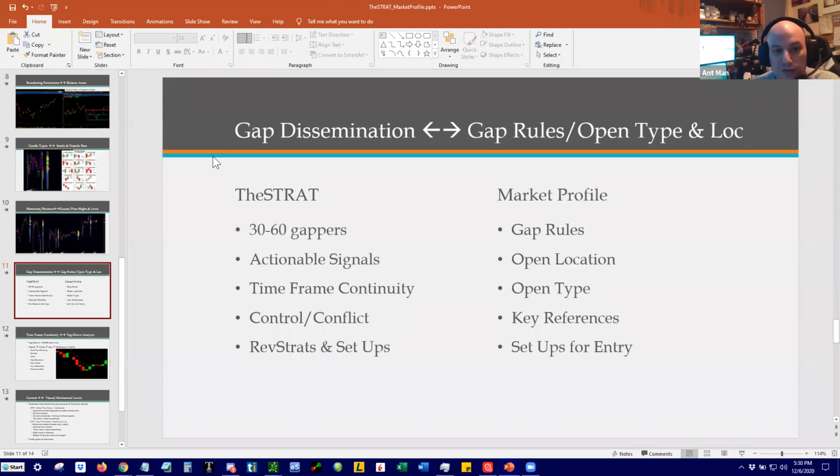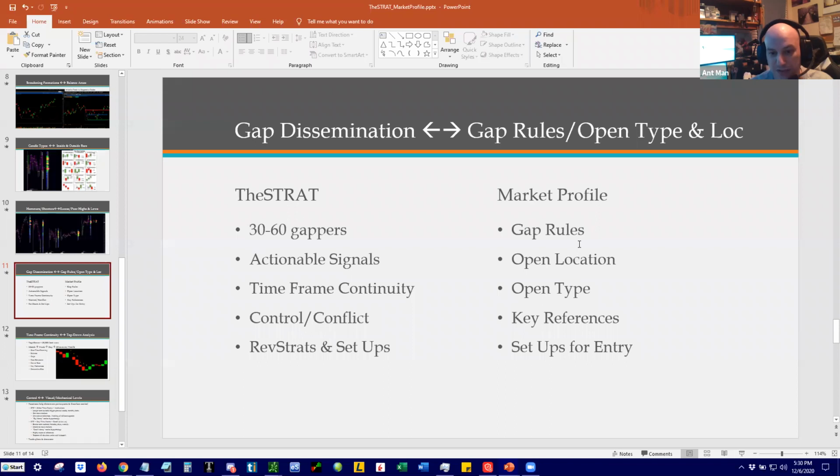Okay. Gap dissemination and gap rules. Rob talks about playing, especially for new stratters, the 30-60 gappers, looking for your actionable signals with timeframe continuity, understanding if there's control or conflict, and then applying the rev strats and setups. The way the profile teaches to play the open, if you open on a gap, there are certain gap rules which tell you how to play the gap, which I find analogous to the way Rob teaches to follow this here.